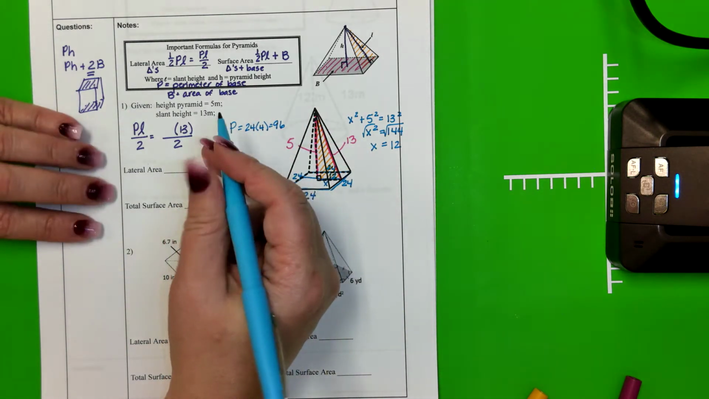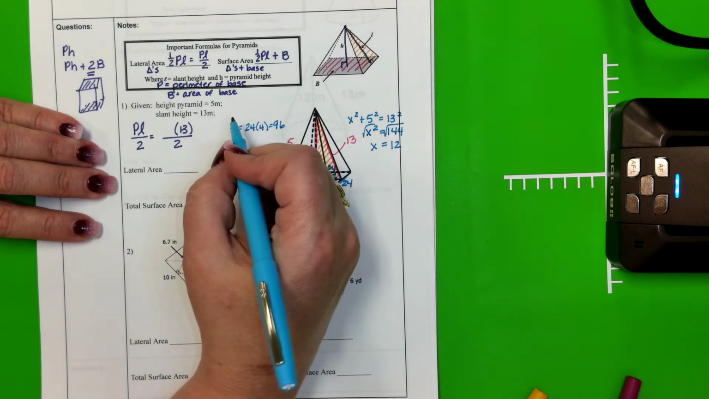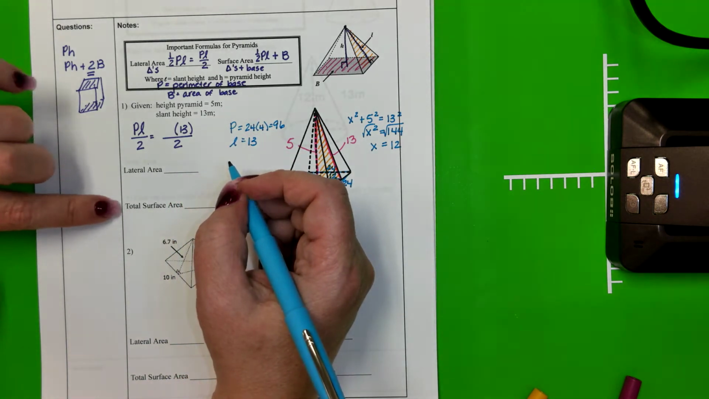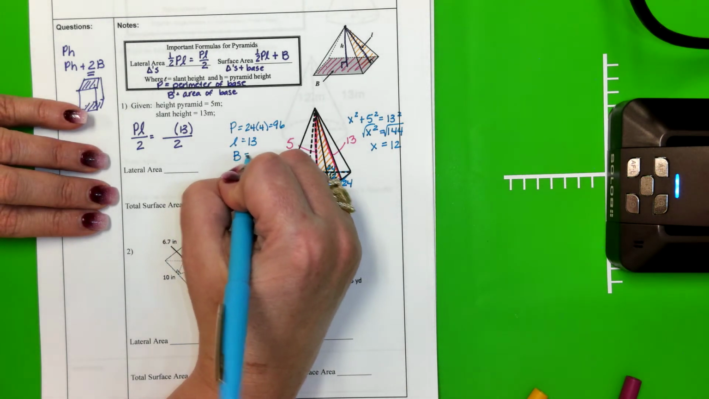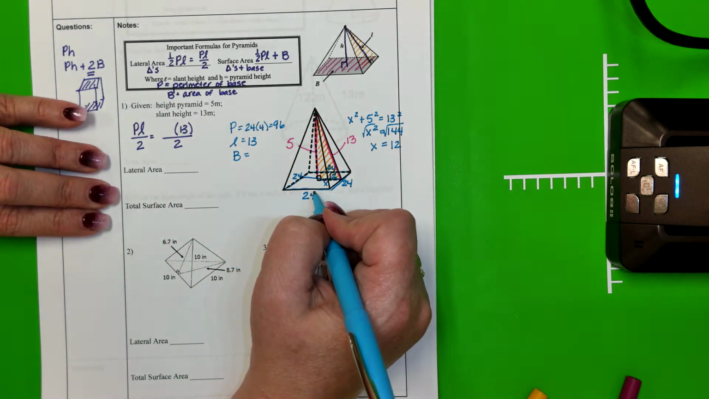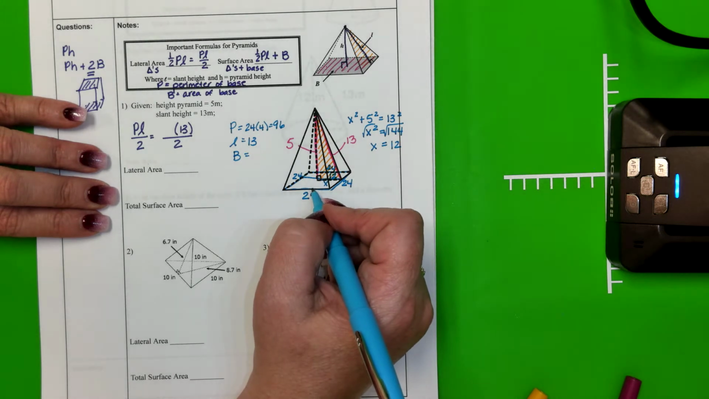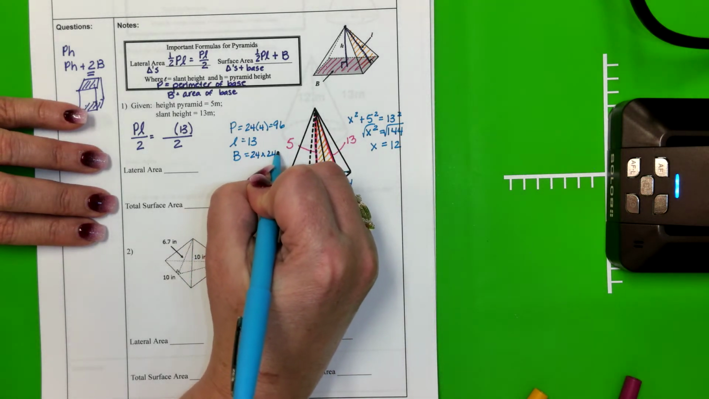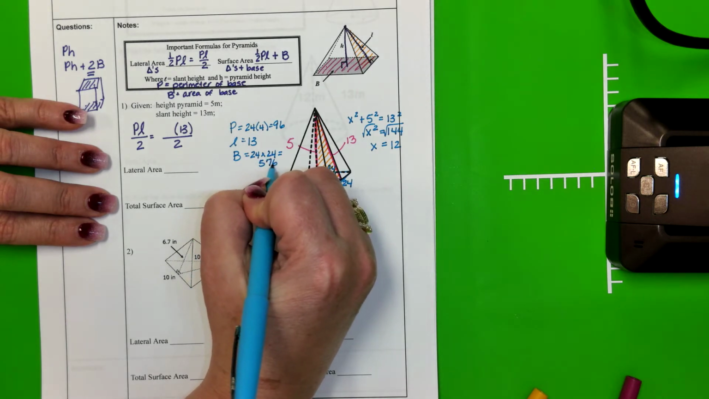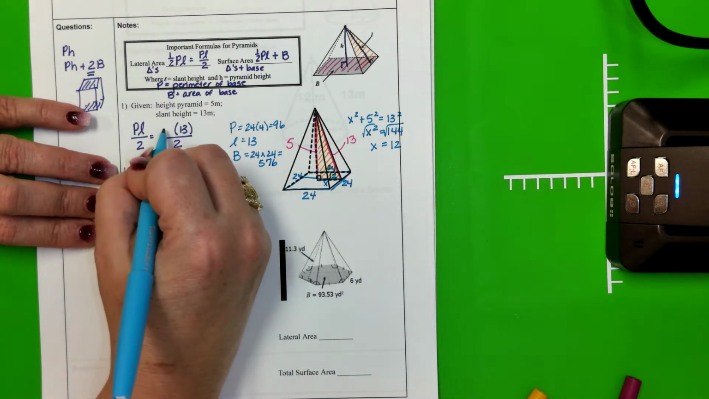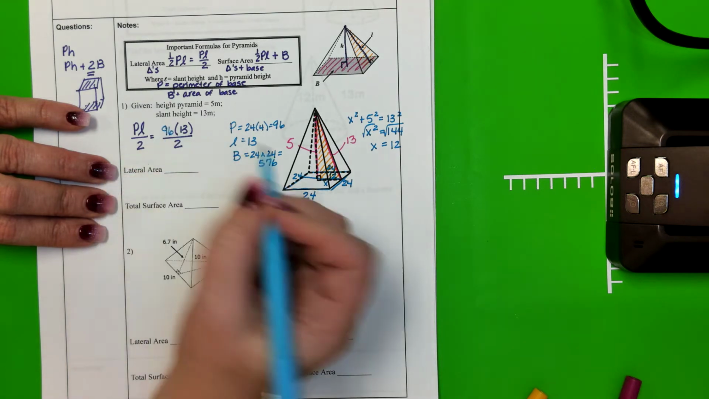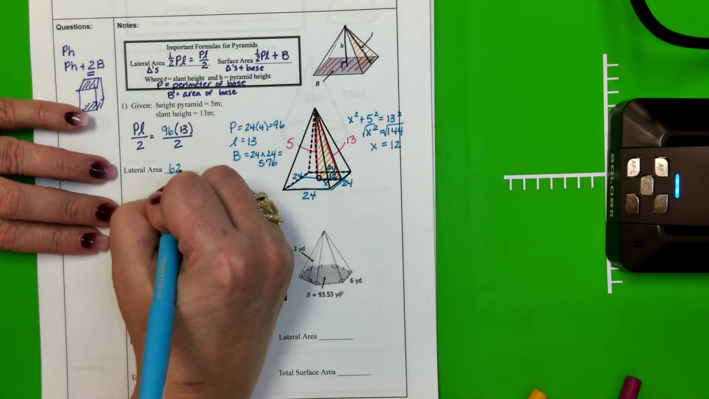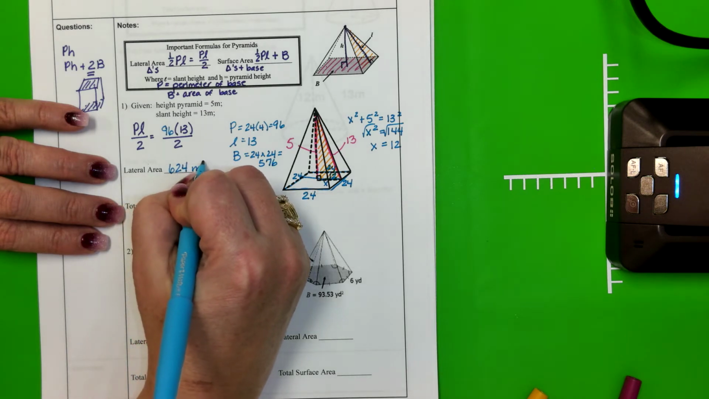And then my slant height is 13. And I know I'm going to need the area of the base to find the total surface area, so I'm going to go ahead and do this. The base is a square, so it'd be 24 times 24, right? 24 times 24 is 576. So my lateral area would be 96 times 13 divided by 2. You get 624 meters squared.